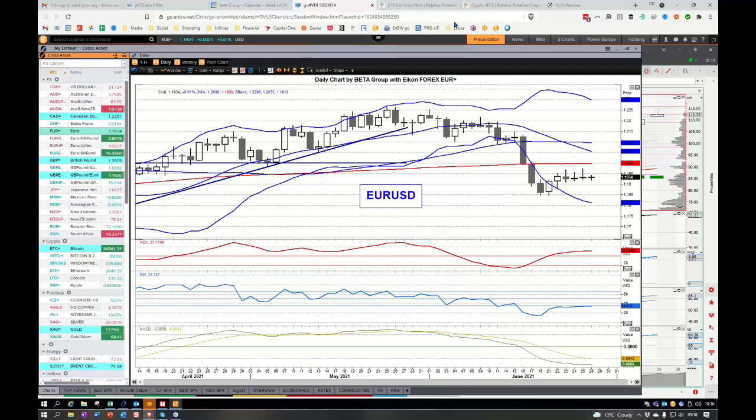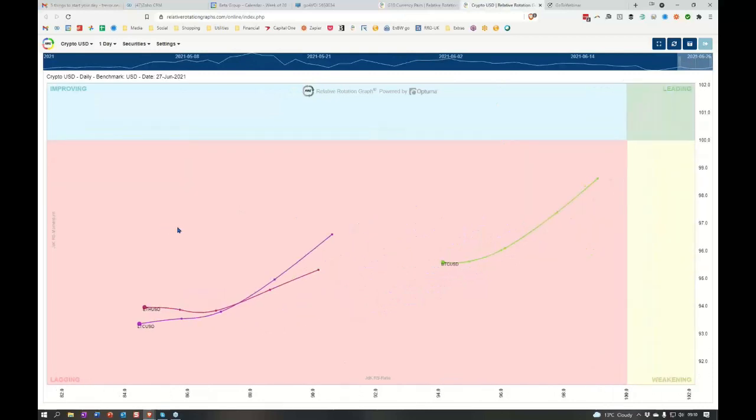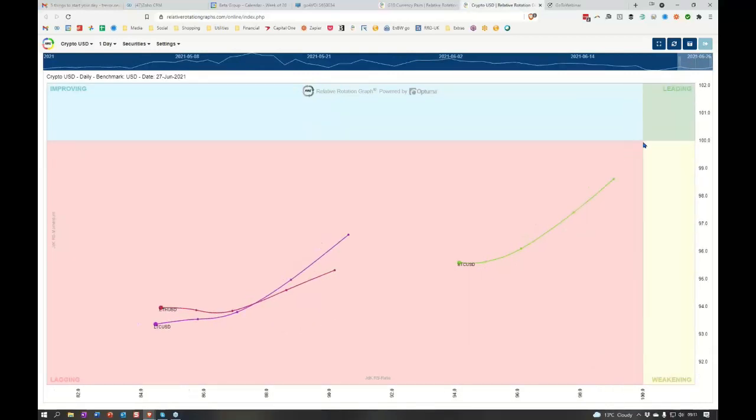Okay, moving to the cryptos now. So everything is, here is the US dollar here. Everything's west of the US dollar. That means underperforming the US dollar. And what direction are they heading? Further west than the US dollar, and also very poor in the quadrant we call the lagging quadrant. And so they've got poor upside momentum as well.